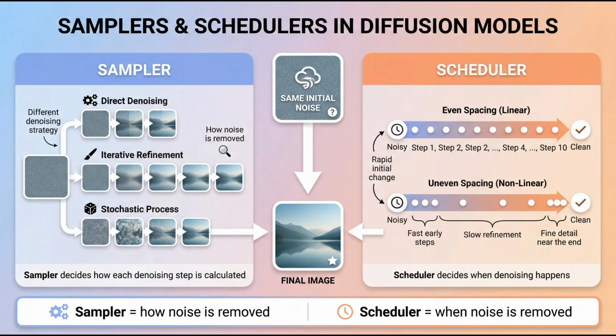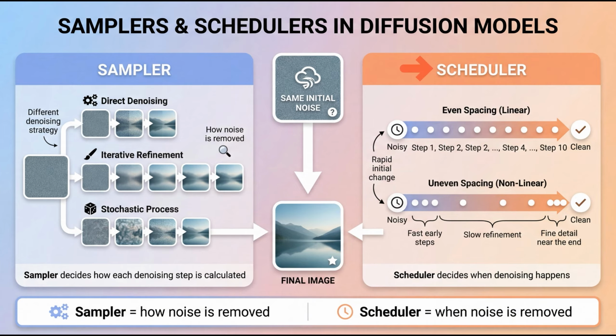Even with the same prompt, the same seed, and the same number of steps, changing the sampler can change the final image. So the key idea is this. Sampler controls how each denoising step is calculated. Or in simple terms, sampler equals how noise is removed.